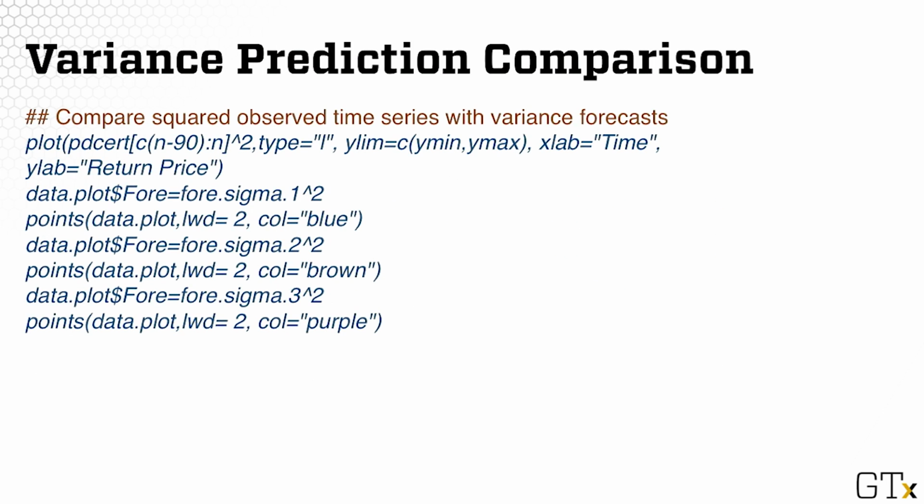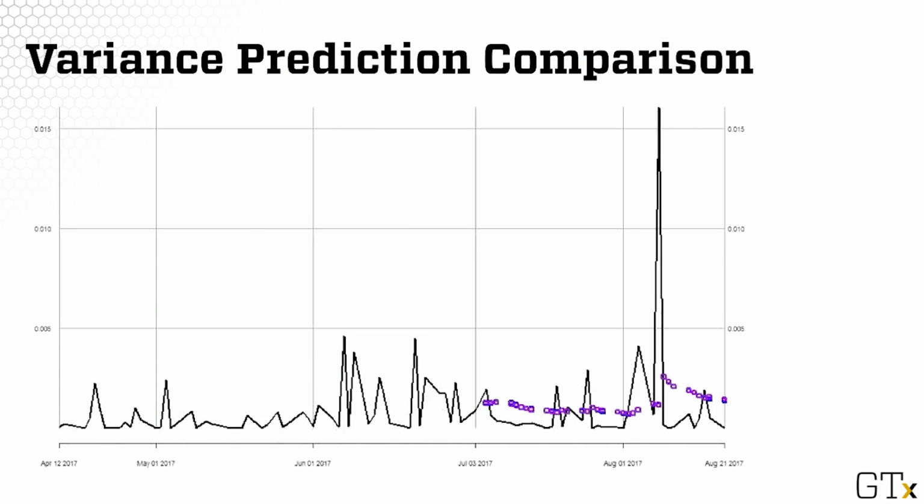In this code, I'm contrasting the squared time series with the predictions for the conditional variance. And this is the plot. The predictions capture some of the volatility. However, all models considered underpredict the conditional variance, the volatility.